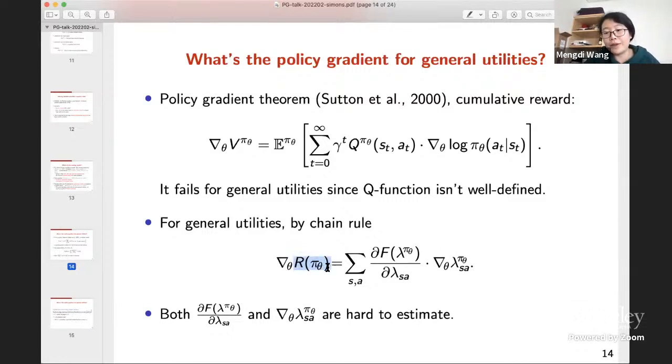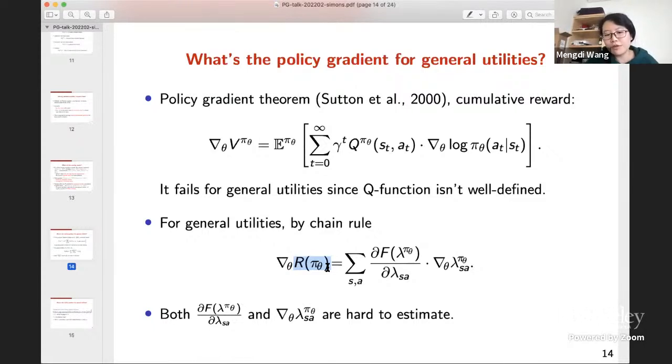And we want to find its gradient with respect to the policy parameter theta. So the utility is a composition between the function f and the mapping from policy to occupancy measure. So one might say that, okay, let's just use the chain rule. But because inside the composition, we have an entire state action distribution.